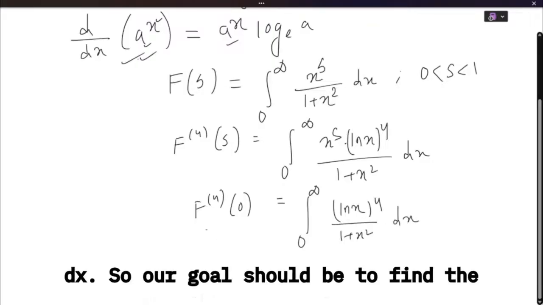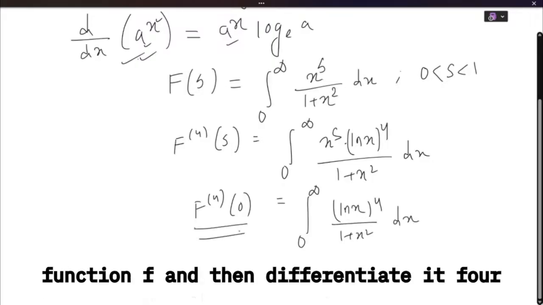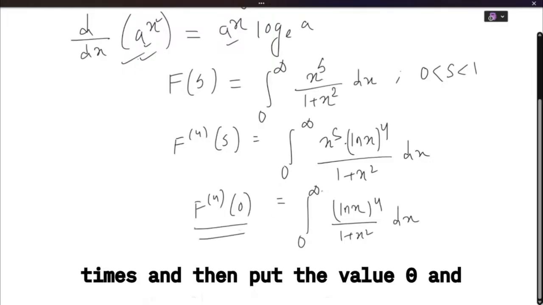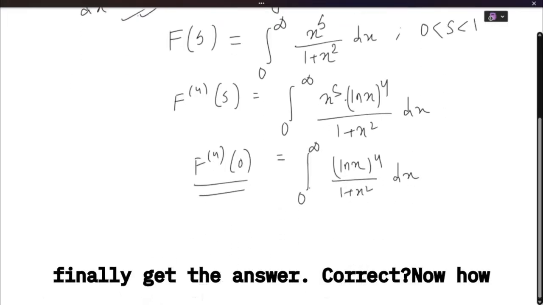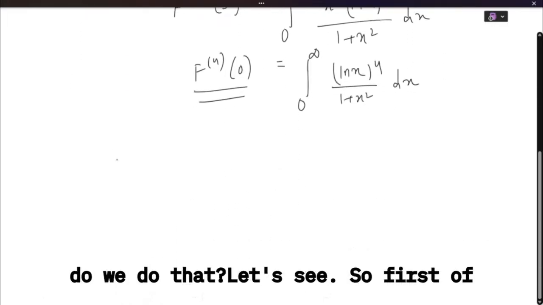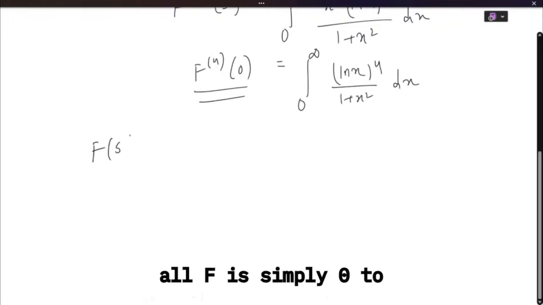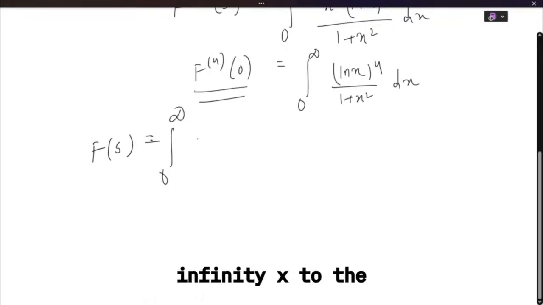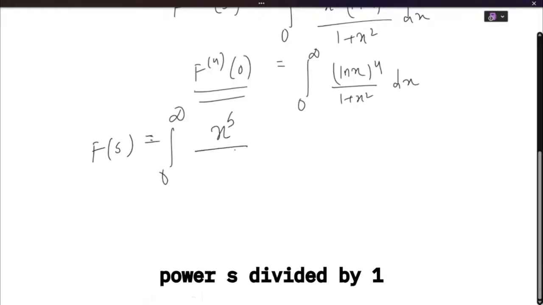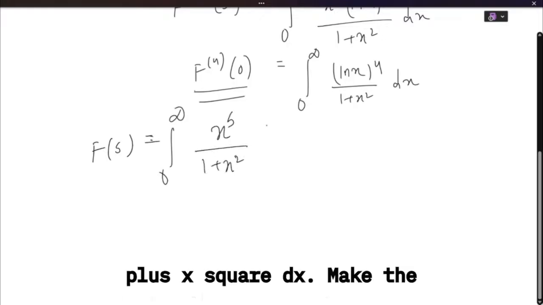So our goal should be to find the function f and then differentiate it 4 times and then put the value 0 and finally get the answer, correct? Okay. Now, how do we do that? Let's see. So first of all, f of s is simply integral from 0 to infinity of x to the power s divided by 1 plus x squared dx.